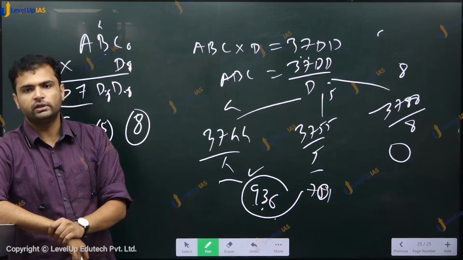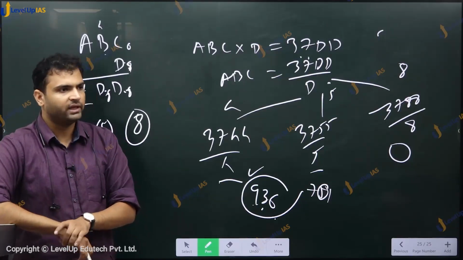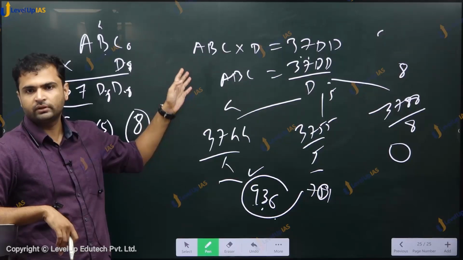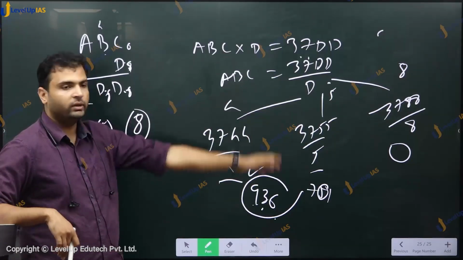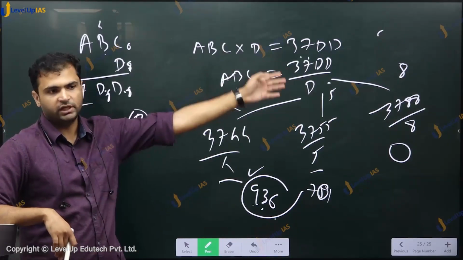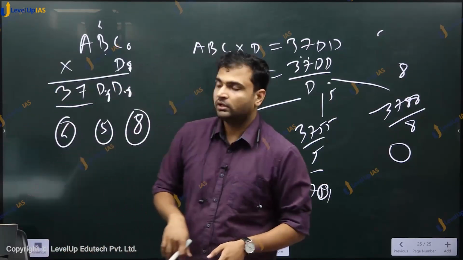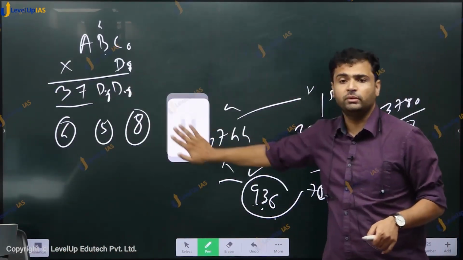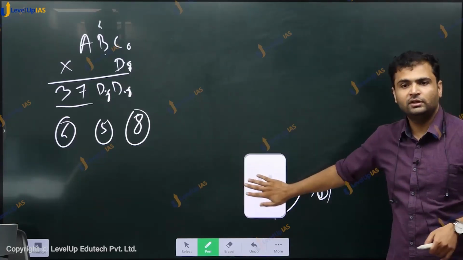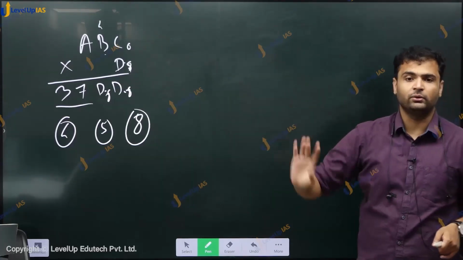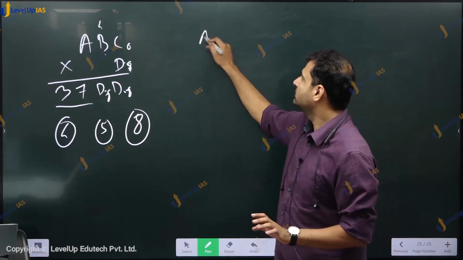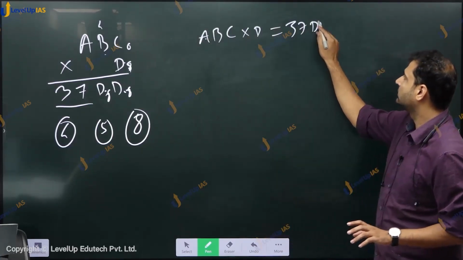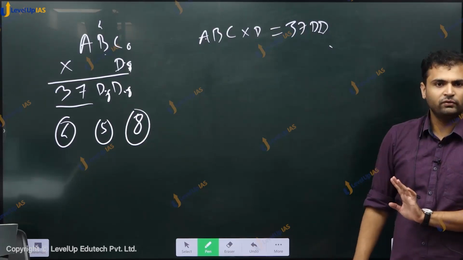That's why we reject 1, 2, 3 at the initial stage, and then we either put numbers and check which are possibilities, or we directly go by place values and decide them. You can do one more thing, that दिमाग चलाओ ही मत, सीधा डाल के देख लो क्या है ये. ABC into D is 37DD. This is what we have.